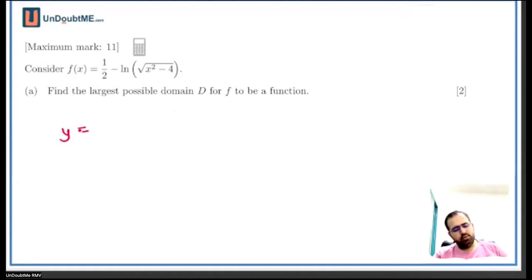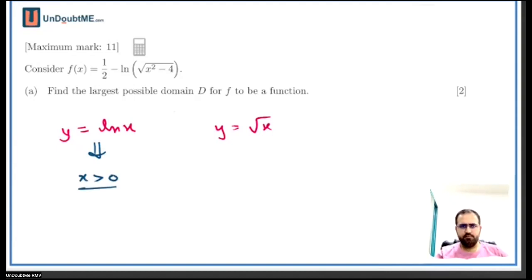So I'll just tell you that if I have y equal to ln x and if I have y equal to root x, what are the general conditions on it? This is not from the question's perspective, it is just a general concept. When it is y equal to ln x, then x should always be greater than 0. Log of 0 is not defined, it should be greater than 0. When it is square root of x, we can say that it will be greater than or equal to 0.